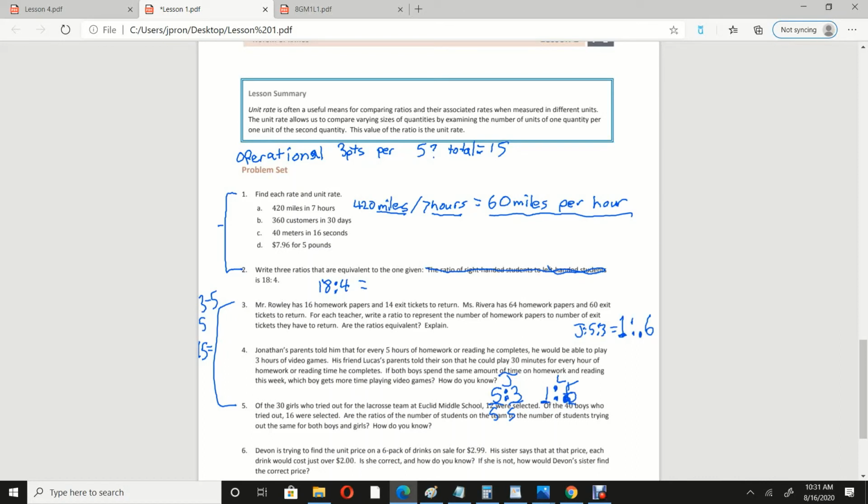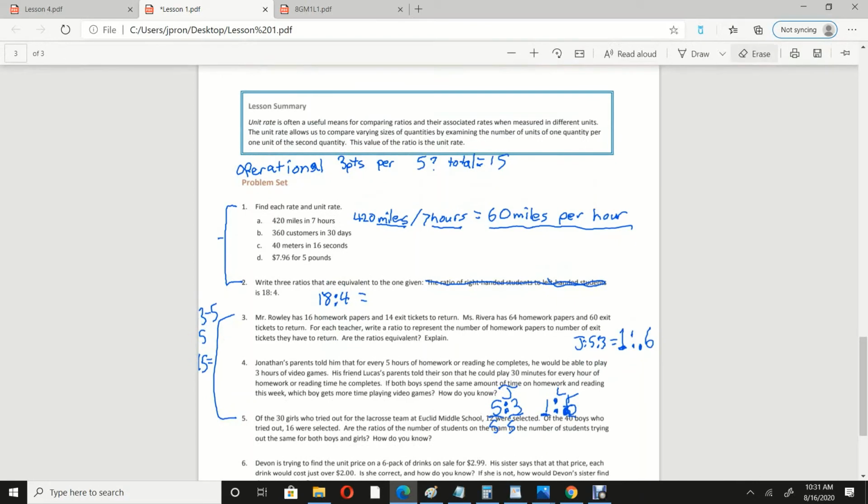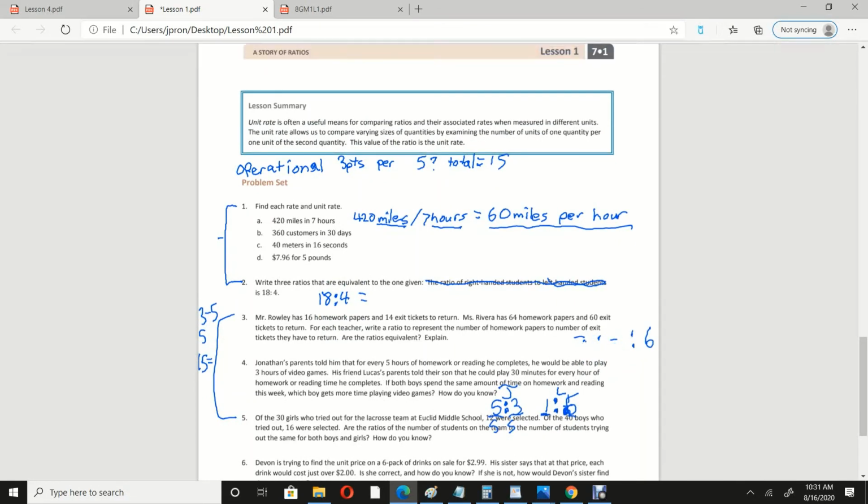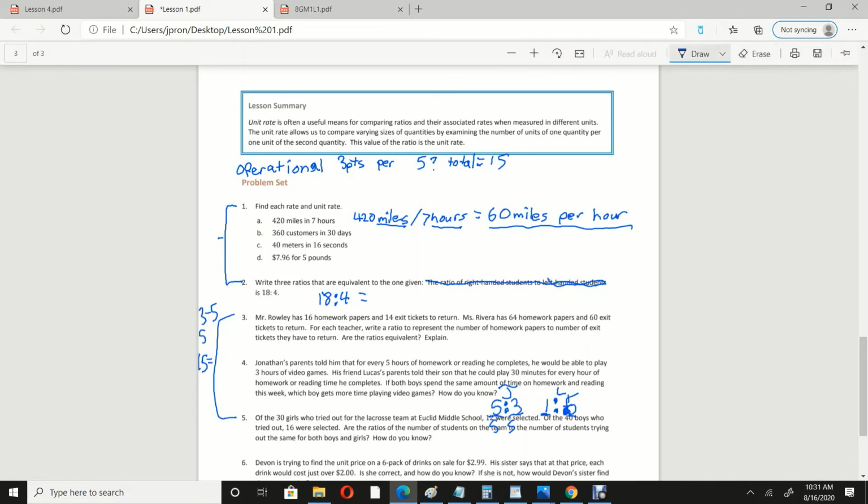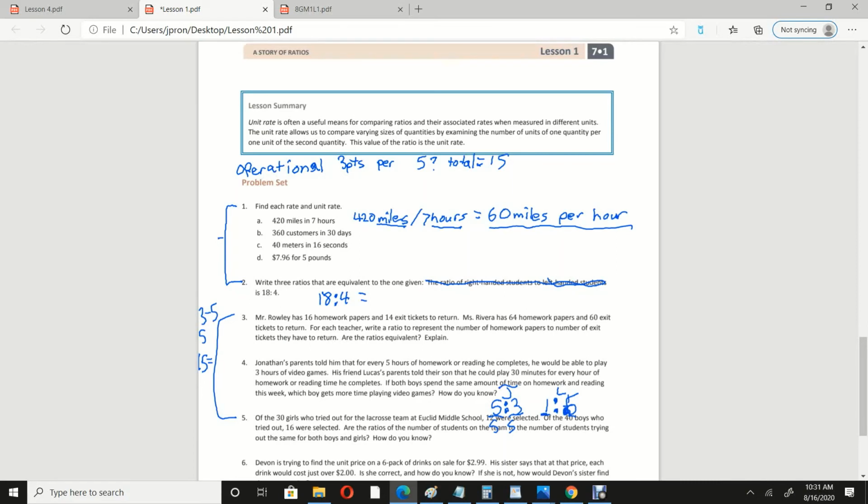So problem 3, we have Mr. Raleigh, who is apparently a teacher. Mr. Raleigh has 16 homework papers and 14 exit tickets. Okay, Mr. Rivera has 64 homework papers and 60 exit tickets. For each teacher, write a ratio to represent the homework papers to number of exit tickets they have. Are the ratios equivalent is the question.